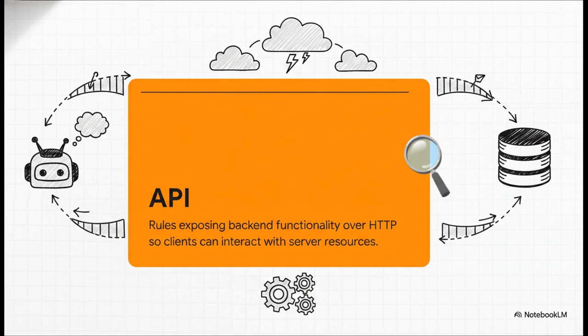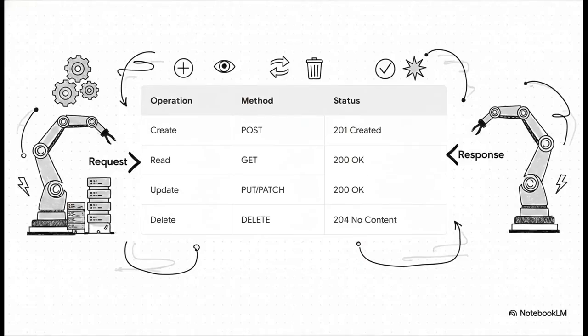Basically, APIs are the bridges that allow completely different software systems to seamlessly talk to each other. When an agent decides to interact with data, it relies on 4 basic operations known as CRUD: create, read, update, and delete. This is basically the day in the life of a data request.